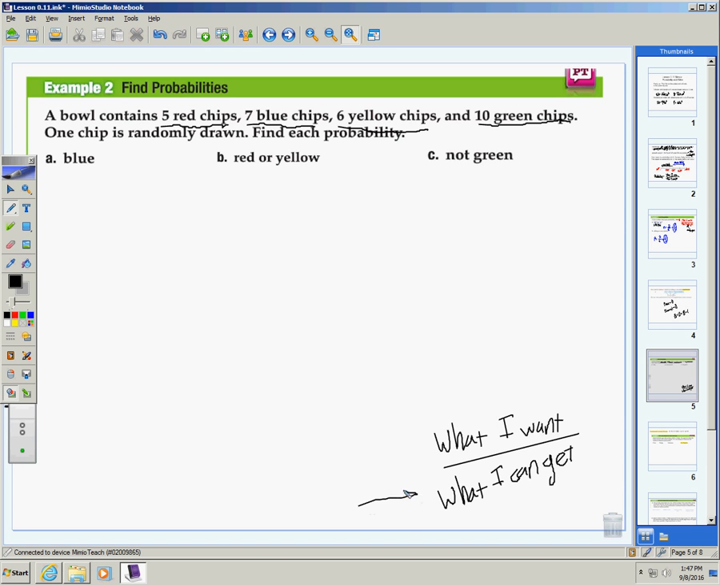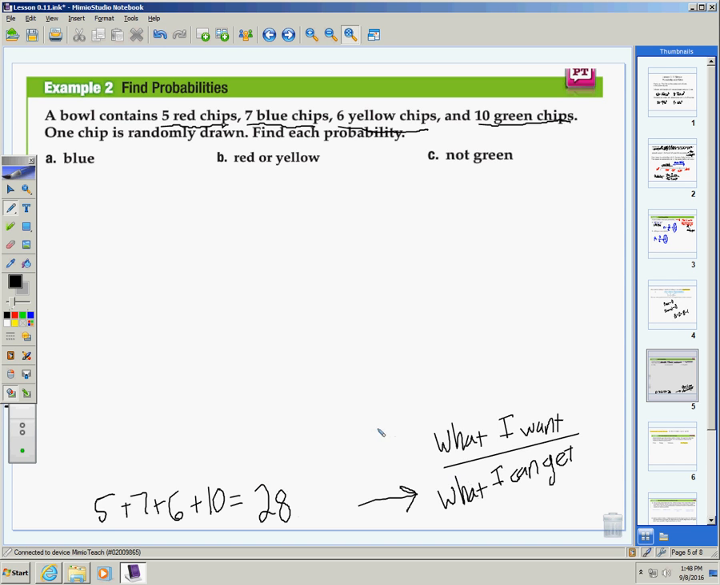Well, I've got a bowl with all these chips in it. How many chips do I have? Well, I've got 5 red chips, plus my 7 blue chips, plus my 6 yellow chips, plus my 10 green chips. When I add these all together, I get 28. So there are 28 different chips that I can get. This is my sample space. Now, it makes these problems pretty easy.